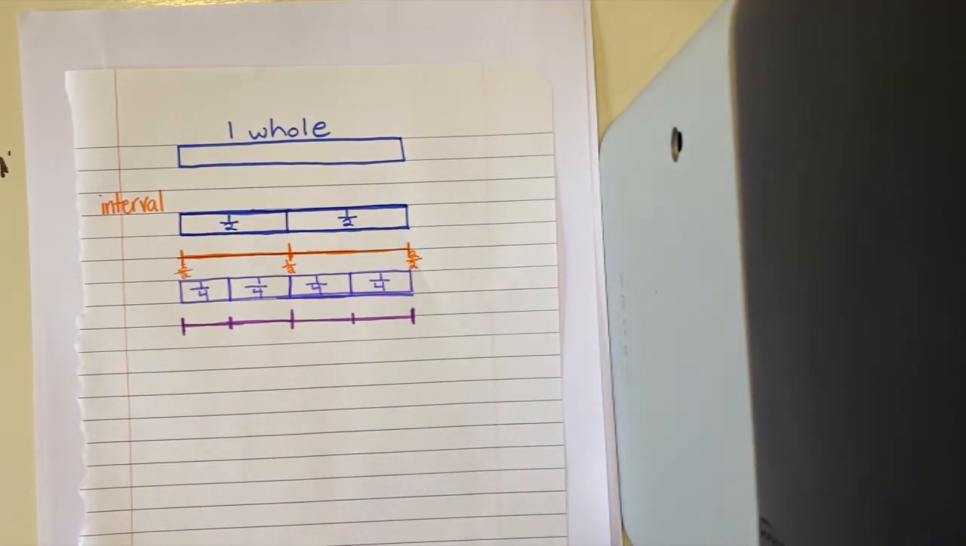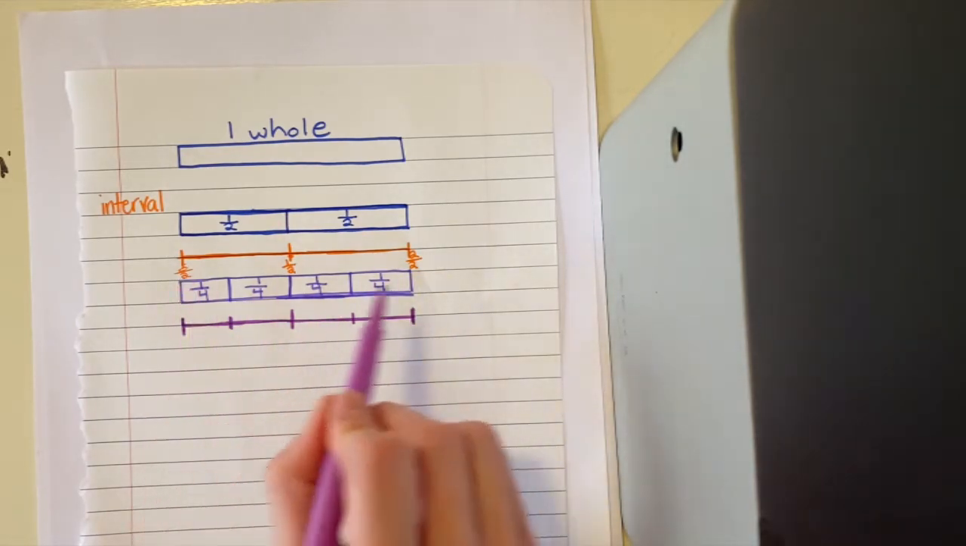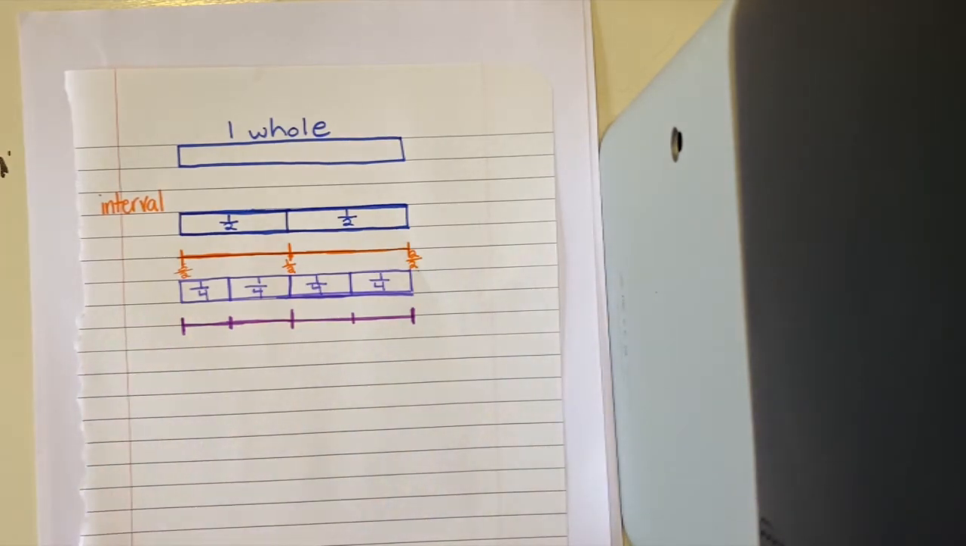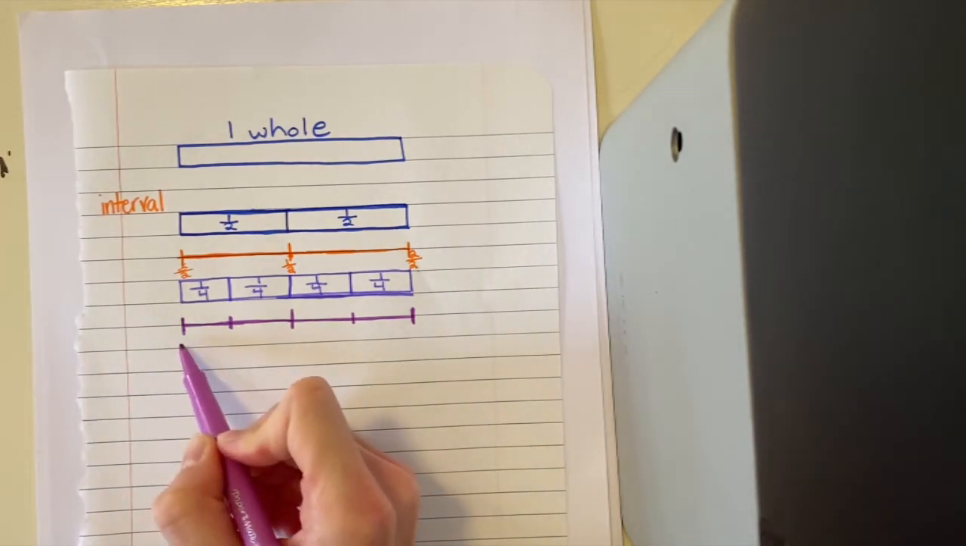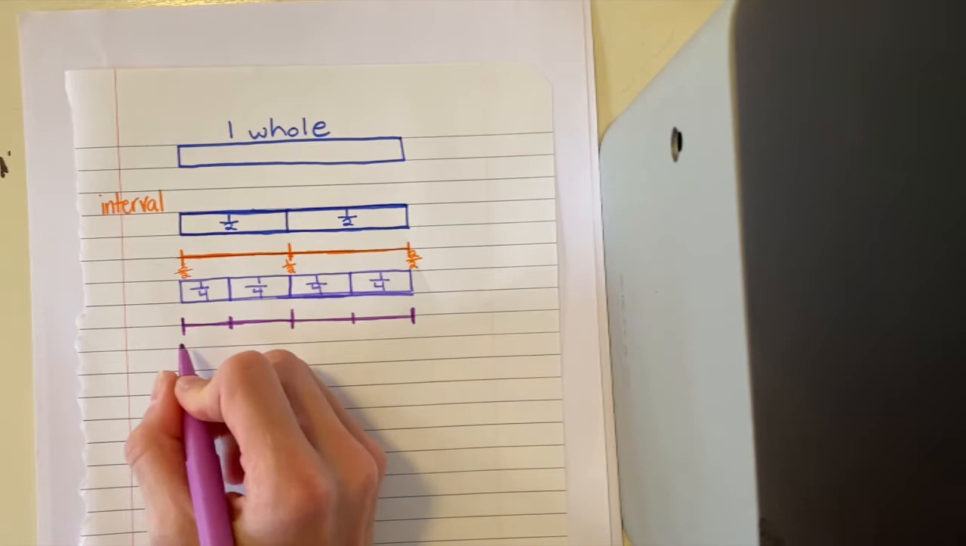Do you think that we can label our number line like we labeled our number line up here? What did we say about that first tick mark? Is it going to be 1/4 right here? No, it'll be 0/4.